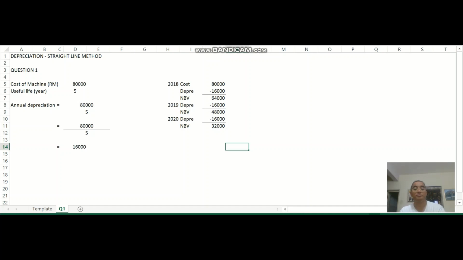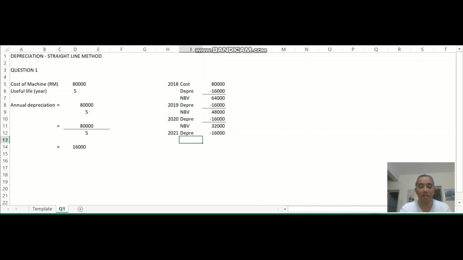Logically it says here 5 years, so we can do another round even though the question is not asking you to go until 2022, because 2018, 19, 20, 21, 22 makes 5 years. Because the question asks only until 2020, we stop at 2020, but never mind, I just continue until 2021. Again the depreciation is the same, 16,000.